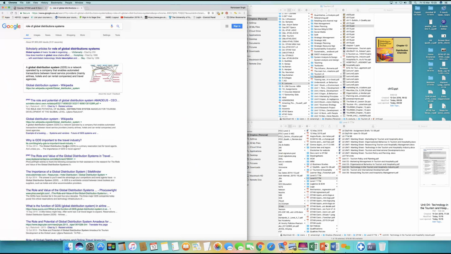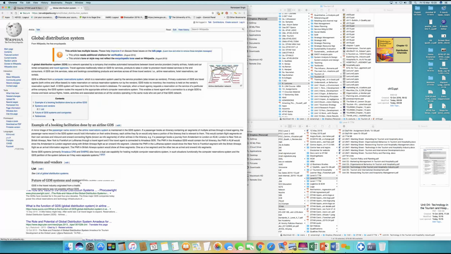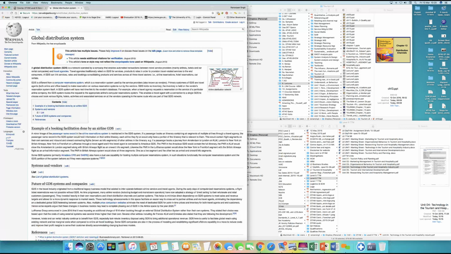Global Distribution System. One of the software systems is Abacus, and the other is Amadeus. Amadeus is basically a system which is used by the hotel industry for booking primarily. It says role and value of global distribution system, importance of global distribution system. So go to Wikipedia, look at global distribution system, and it will give you an understanding of a network operated by companies enabling automatic transactions between travel and service operators, and that is the definition. Pick it up, copy this.